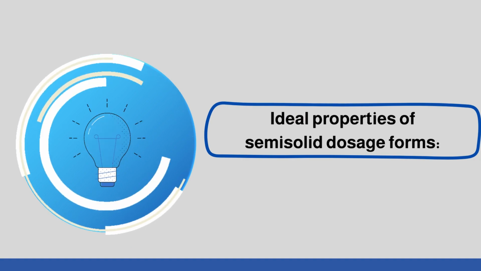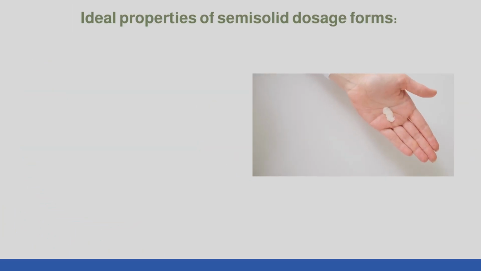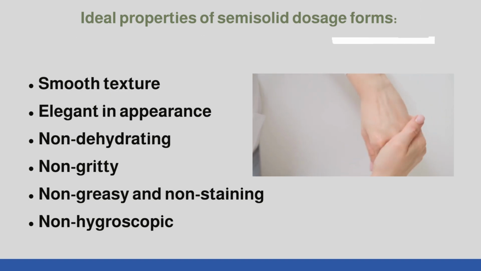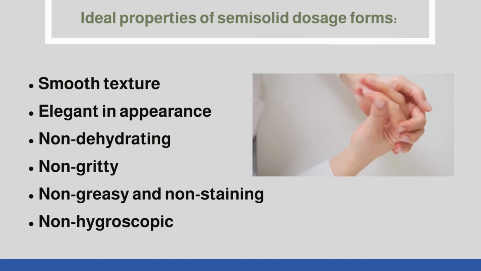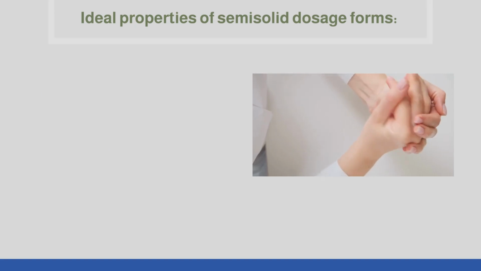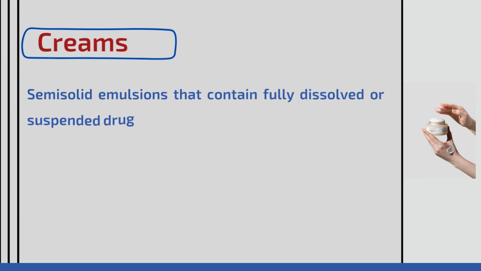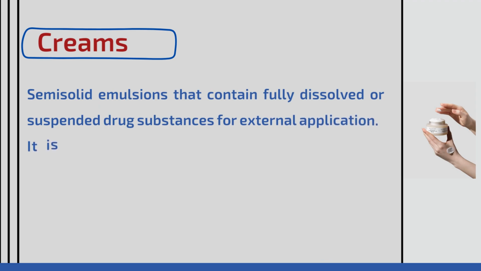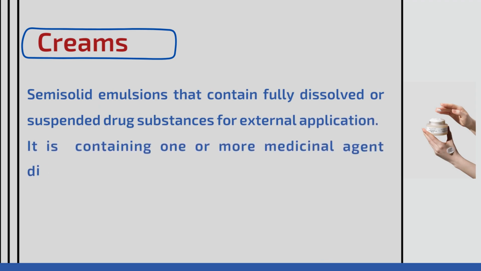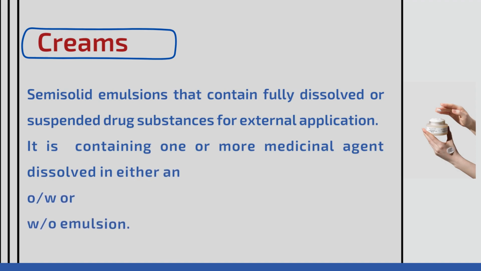Ideal properties of semi-solid dosage form: smooth texture, elegant in appearance, non-dehydrating, non-gritty, non-greasy and non-staining, non-hygroscopic. We have two types of semi-solid preparation. First one are creams. Creams are a semi-solid emulsion that contain fully dissolved or suspended drug substance for external application. It contains one or more medicinal agents dissolved in either water-oil or oil-water emulsion. An example of oil-water cream is hydrophilic ointment, and an example of water-oil cream is cold cream.